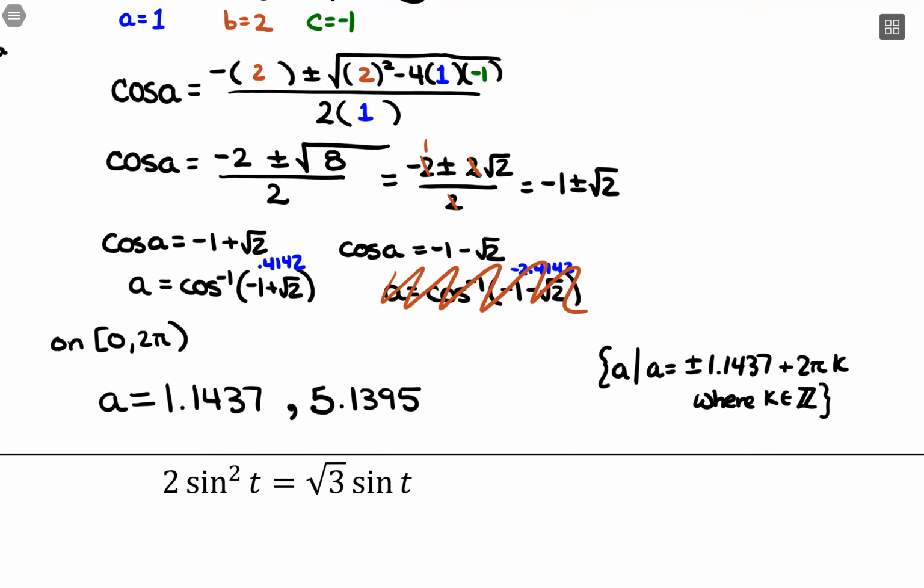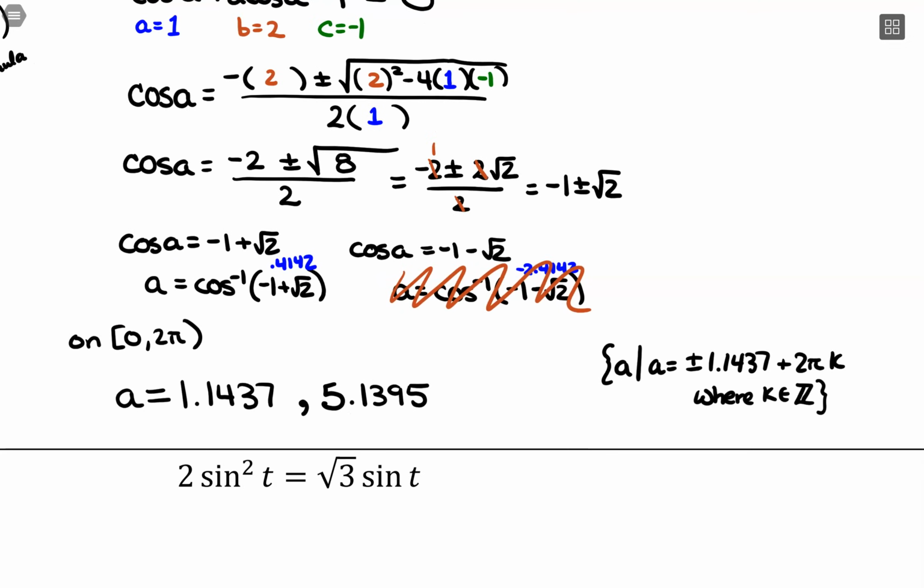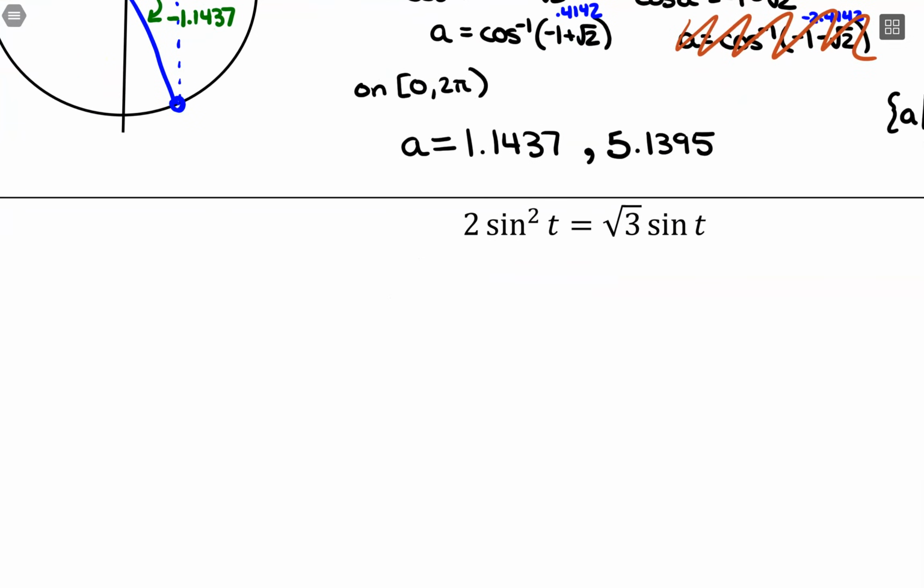All right, one more example here with a little bit of factoring. So I can see I have a squared value. I also have a value that's not squared. So that tells me I want to get 0 on one side of the equation, and I want to keep my squared value positive. So I'm going to subtract this root 3 sine of t from both sides.